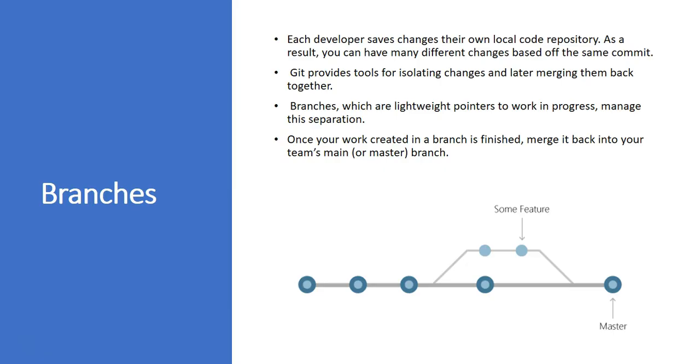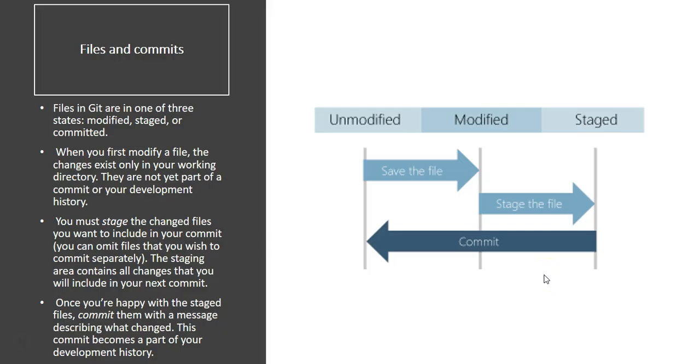So as I told you, we have branches in the repository. Each developer saves changes in their own local code repository. As a result, you have many different changes based on the same commit. Git provides tools for isolating changes and later merging them back together. Branches, which are lightweight pointers to work in progress, manage their separation. So there is a master branch that you're working on, and you can easily make changes, add some feature, and commit later onto your master branch.